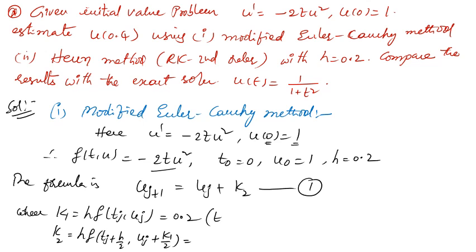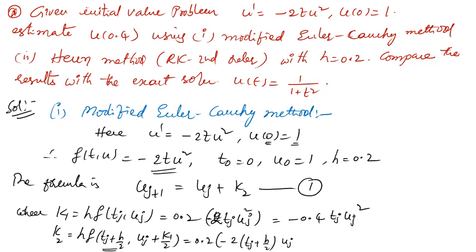So what is the function f? This is the function: minus 2 t_j u_j squared, so finally this is minus 0.4 t_j u_j squared. And coming to this, what is this? 0.2 into minus 2 in place of t, what is the value? t_j plus h by 2 into u_j plus k1 by 2, this one whole square, and what is h? 0.2. Therefore, k2 becomes minus 0.4 (t_j plus 0.1) times (u_j plus k1 by 2) squared. This is k2, right?